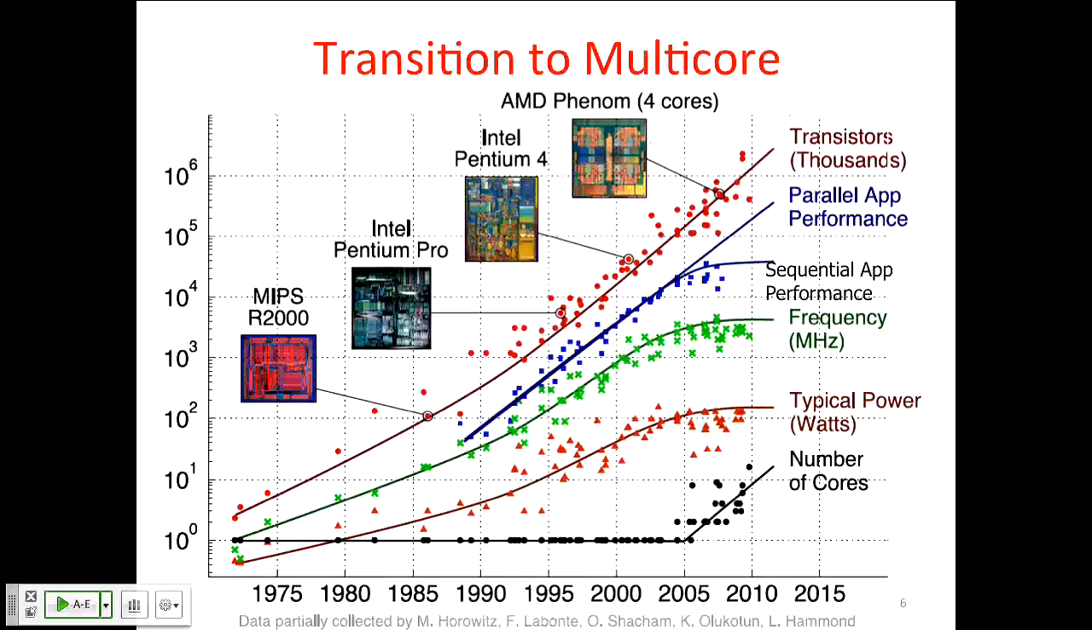Another component was that every clock cycle, the processors were doing more work, and that was another way to get more performance. If you notice, this line is a little steeper than the clock frequency line, so there's more going on than just the clock frequency making things go faster. Sorry, the sequential performance is here, and this is going up a bit faster than the clock rate.